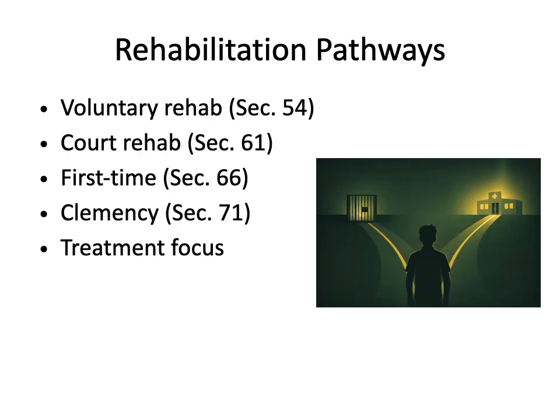RA 9165 is not purely punitive. It allows rehabilitation. And there are two types: the voluntary under Section 54, which is before conviction, and the compulsory under Section 61, which is court ordered. For first-time offenders under Section 66, sentence is suspended, and clemency is available in Section 71 after conviction. The key idea is this: the law recognizes addiction as a medical condition, but take note, rehabilitation applies mainly to users, not traffickers.